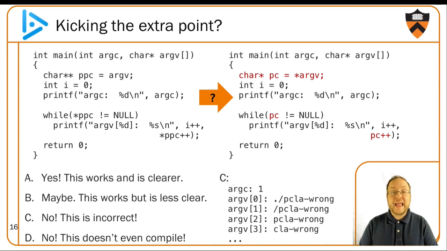As it ends up, we can't. What the code on the right does is it steps through the argv[0] one character at a time, which is certainly not what we were trying to do. Worse, because PC will never be equal to null, at least not until it overflows the address of 16 Fs and all the way back to 16 zeros in hex, it'll keep going on and on and never break the loop.